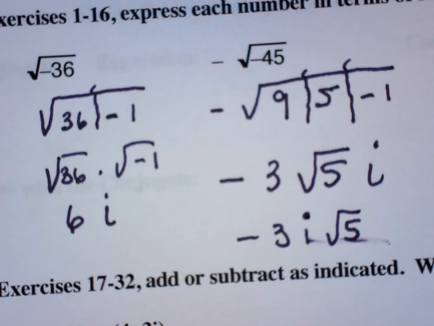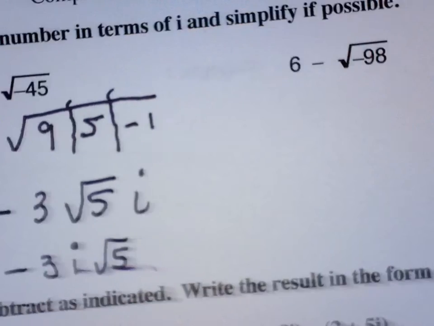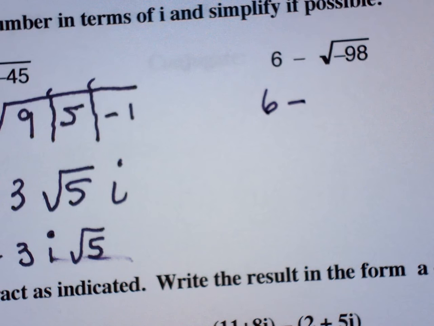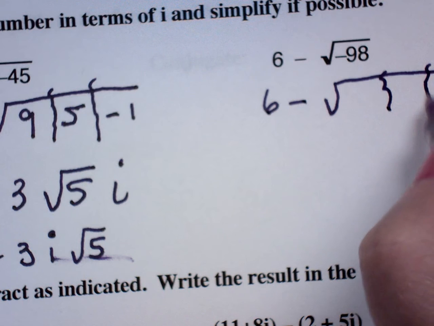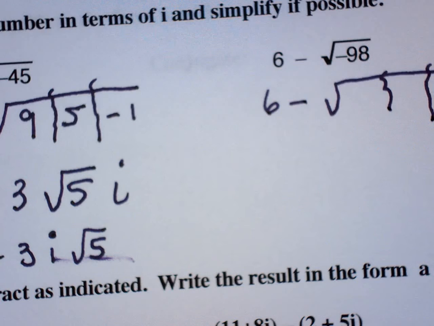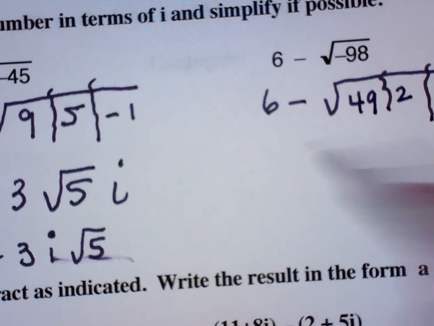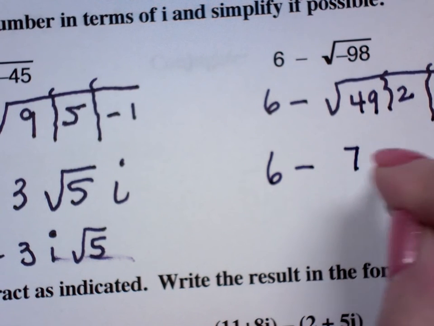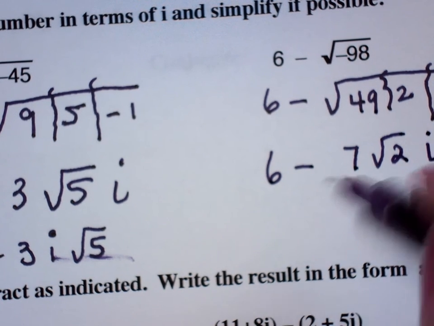Sometimes it'll say put it in the form a plus b times i. Now this is 6 subtract the square root of negative 98, so the square root, and since it's negative, I've got 3 parts. I think it's 49 and 2. So it's 6, subtract, the square root of 49 is 7, leftover is the square root of 2, the square root of negative 1 is i, and that's your answer.